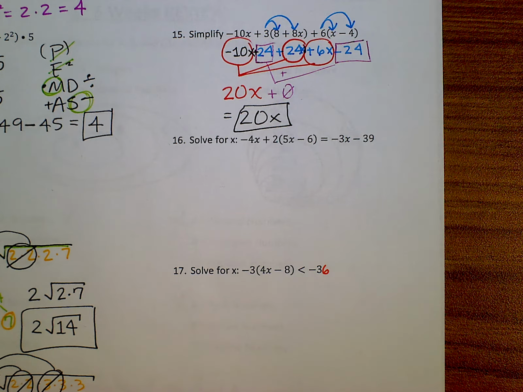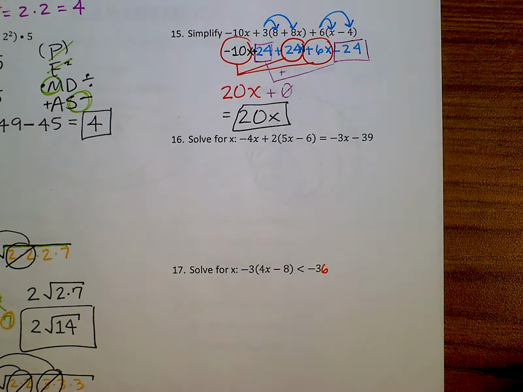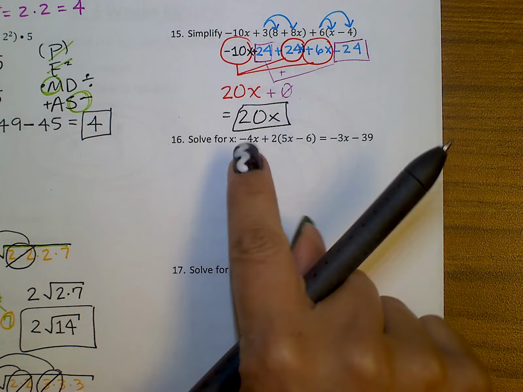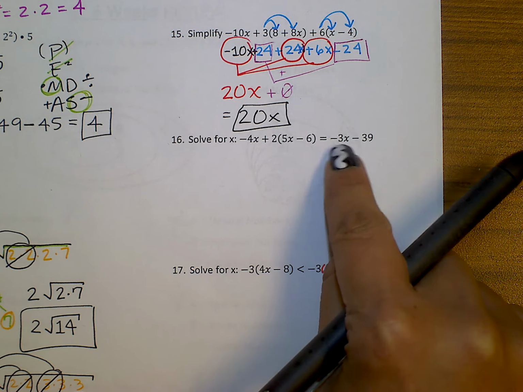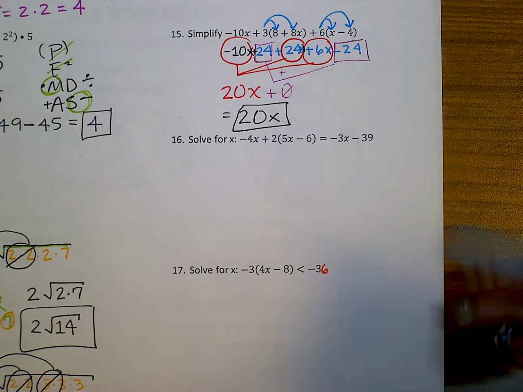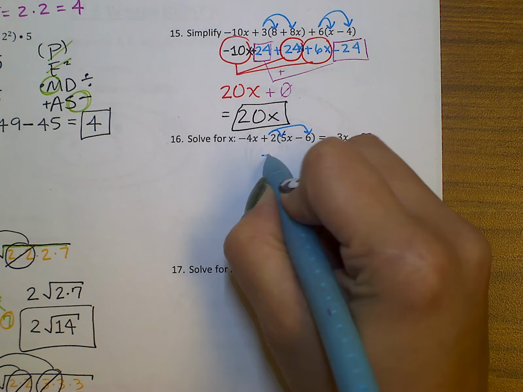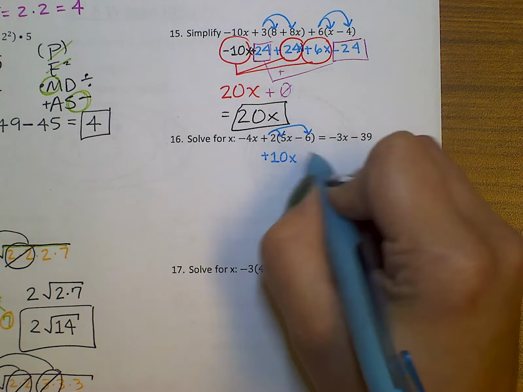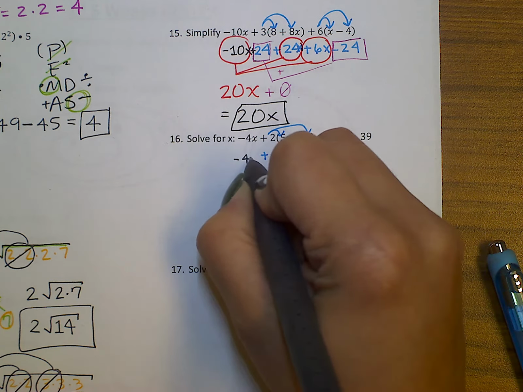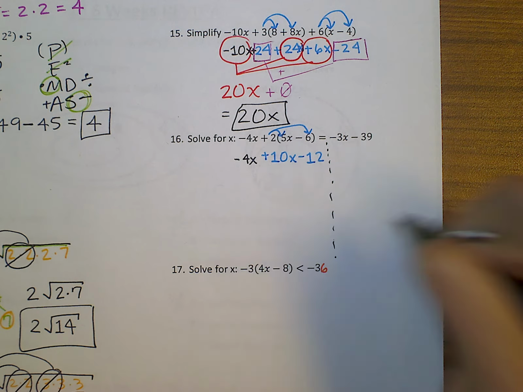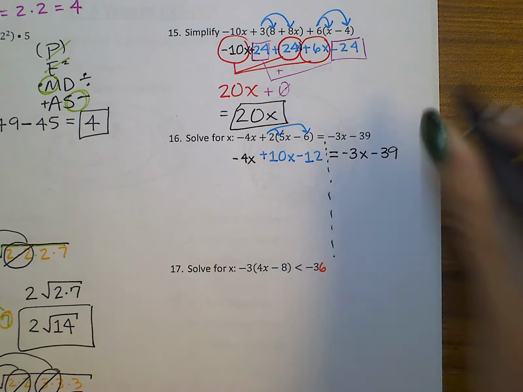Now we have a couple of solvings down here. First is an equation. Let's go ahead and begin. This one's a hard one. We have negative 4x plus 2 groups of 5x minus 6 is equivalent to negative 3x minus 39. So just like we did up here, distribute first. That would give me a positive 10x minus 12. I'm going to bring this down. And so I don't forget, is equal to negative 3x minus 39.